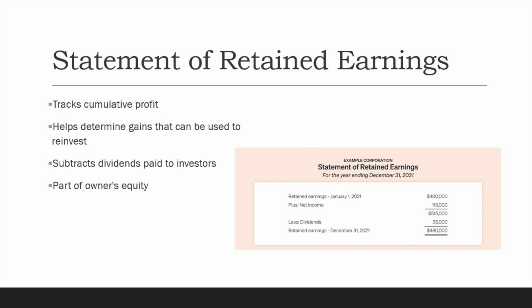The statement of retained earnings tracks the cumulative profit. This is often used by companies to determine potential gains that the company can reinvest. The retained earnings statement subtracts any dividends paid to investors. Retained earnings are often treated as part of an owner's equity as it demonstrates the profit that has been acquired and often been invested back into the company.